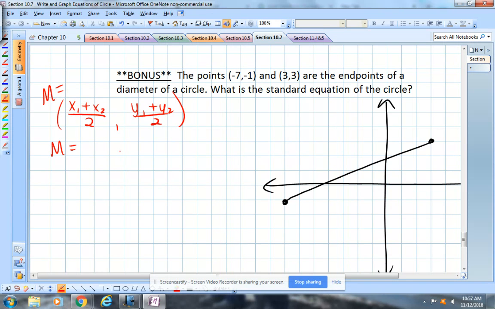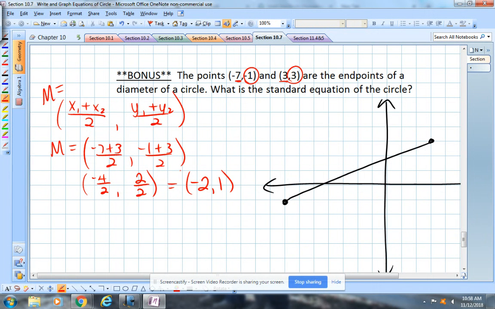So what are my 2 x values they gave me? So negative 7 plus 3 over 2. What are my 2 y values they gave me? Negative 1 plus 3 over 2. And you simplify your numerators, and you get negative 4 over 2 and 2 over 2. And then you divide those, and what ordered pair do you get? Negative 2, positive 1. There's your midpoint, which is also the center of your circle. Graph that point. Left 2, up 1. There it is on my diameter.